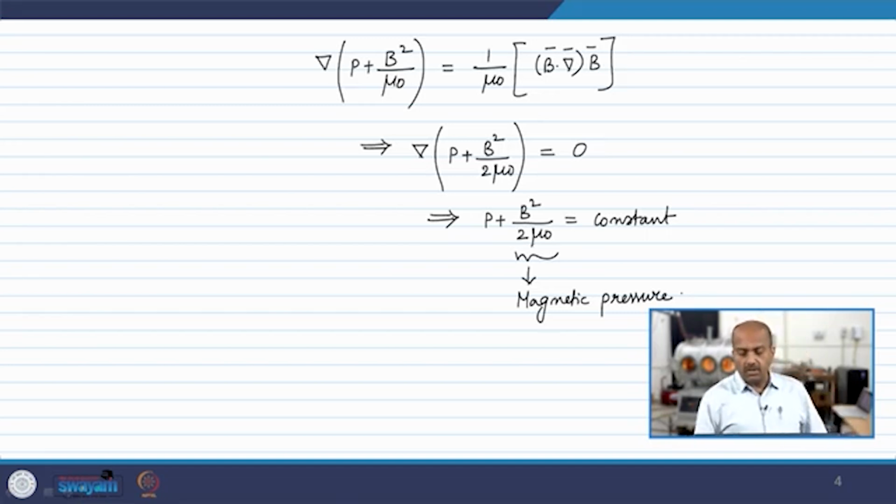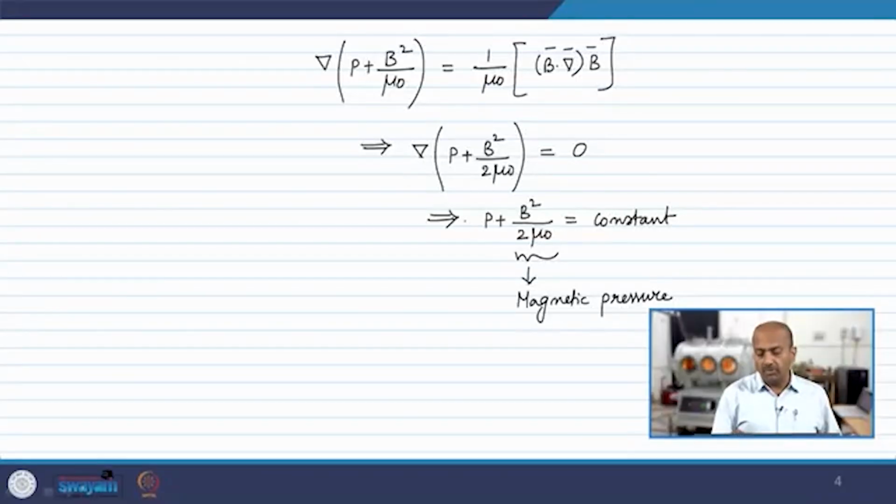So, the most important message is that in the presence of an externally applied magnetic field, the sum of kinetic pressure, which is by virtue of molecular motions, and the magnetic pressure, where B is the externally applied magnetic field, balance each other, so that the sum of these two terms will remain a constant. And if there is a pressure gradient, there must be a gradient in the magnetic pressure exactly in the opposite direction. So, these two things compensate each other all the time, so that the net quantity, the summation, will remain a constant.